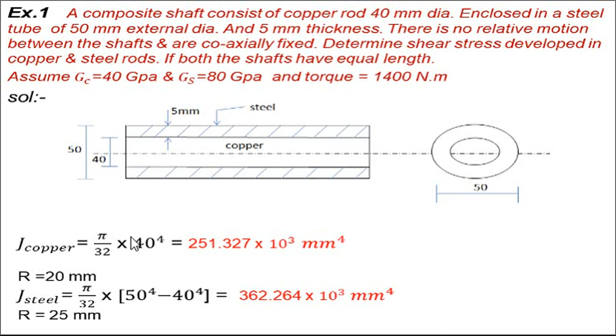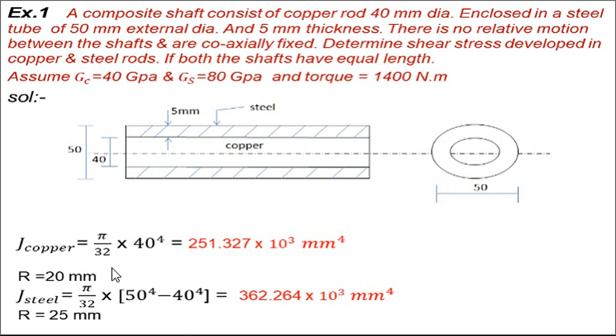Likewise, you can calculate the polar moment of inertia for the steel tube, that is the outer shaft. Whenever you calculate the polar moment of inertia for the outer shaft, there are two diameters, the outer diameter and the inner diameter. For that reason, this steel tube behaves as a hollow section. That's why in this case there are two diameters, outer diameter and inner diameter.